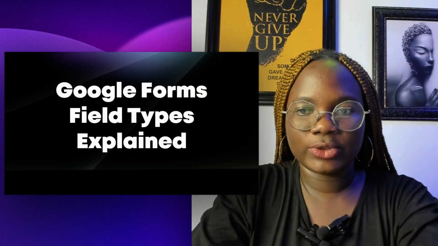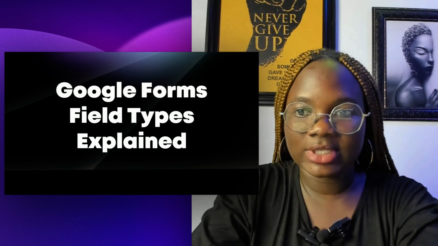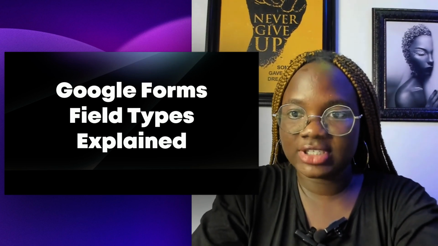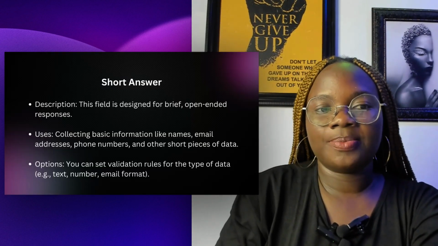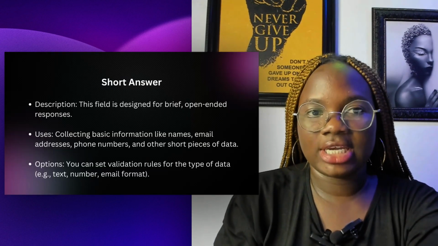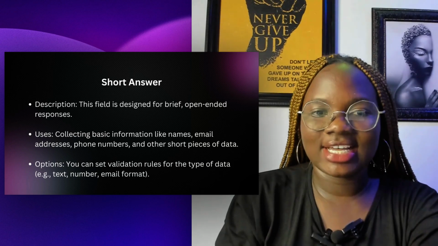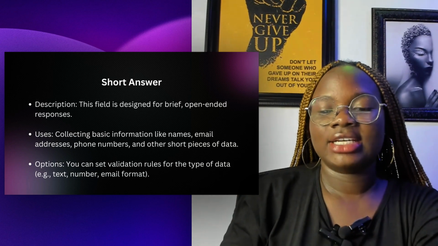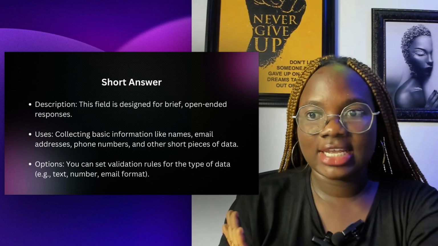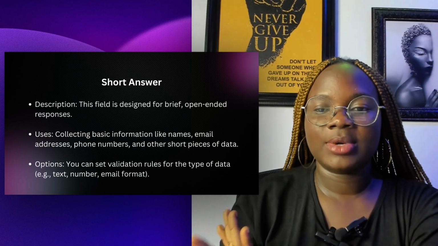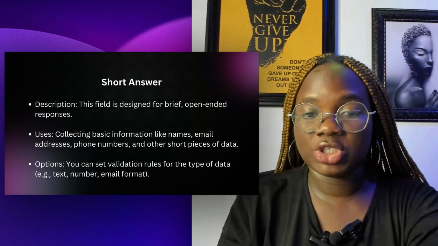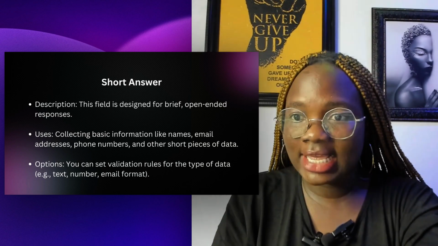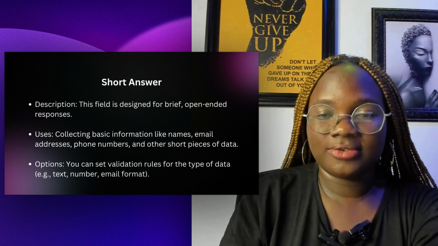Okay, so right now I want to explain each of those fields one after the other so that we can have a very good understanding of how each of those fields work. And the first field we saw in Google Forms is short answer. So short answer is just for brief responses, and it's just for asking in the name, the email, a short piece of information, and that's all. And you can customize it to accept text, numbers, and email format.